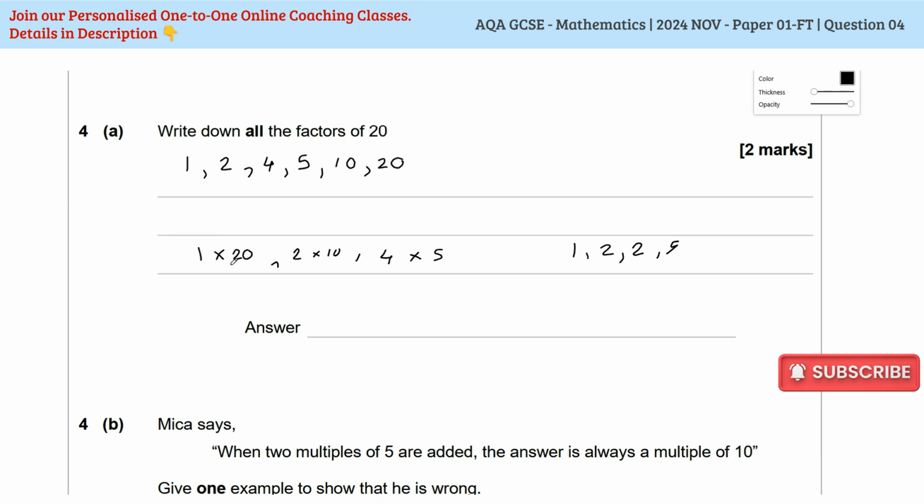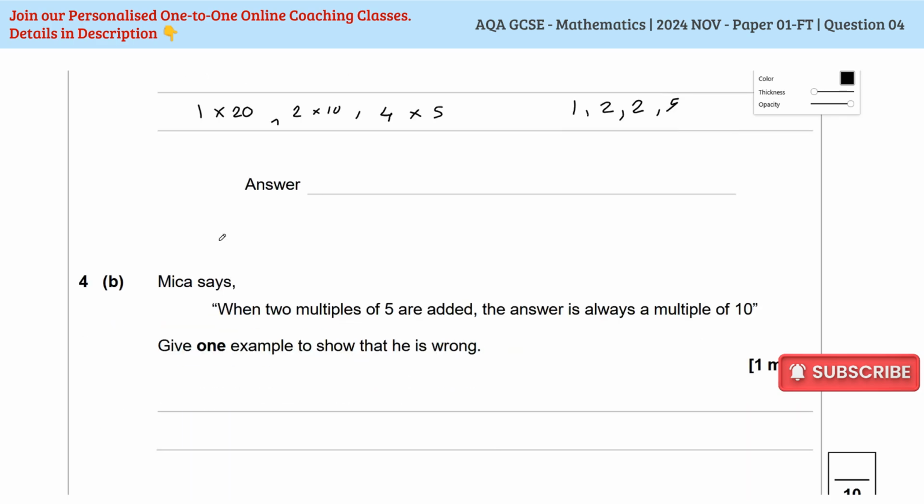Part B. Micah says when 2 multiples of 5 are added, the answer is always a multiple of 10. Give one example to show that he is wrong. So you need only one example.